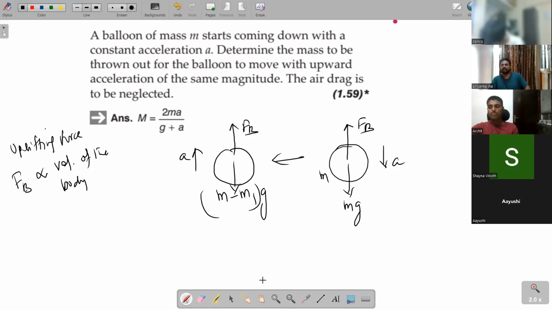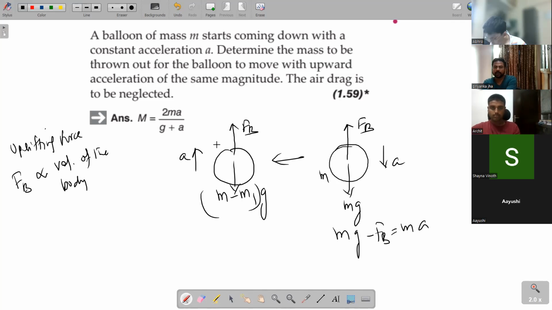So buoyancy force is directly proportional to the volume of the body. So you are just throwing out some mass. We are not going to change the volume of the balloon, so buoyancy force will remain the same. Now in this case, the body is moving downward, so net force has to act downward. So what is the net force? That is mg minus FB equal to m into a.